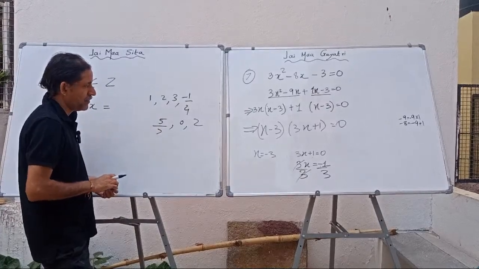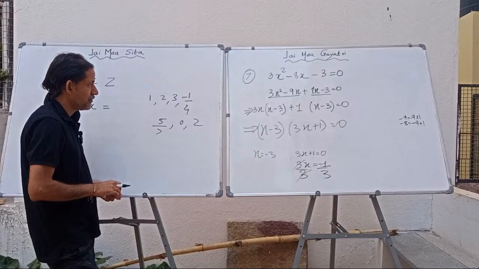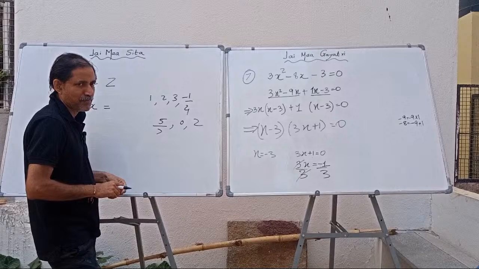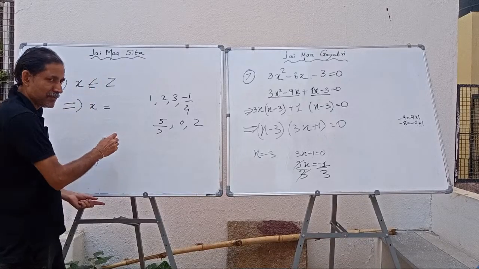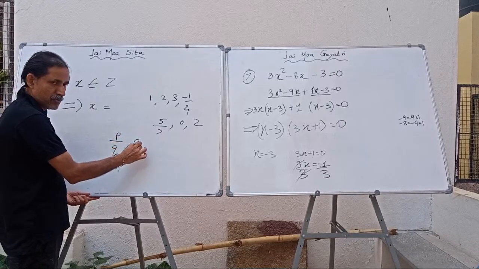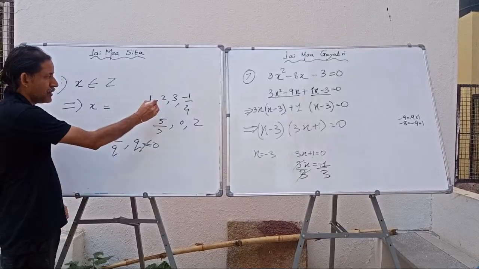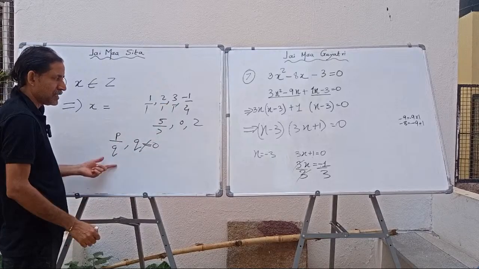Which is a rational number? One is not a rational number. It is. Rational numbers are those numbers of the form p by q, q not equal to 0. So 2 is nothing but 2 by 1 only, no? You can write it like this. So it is a rational number, okay?